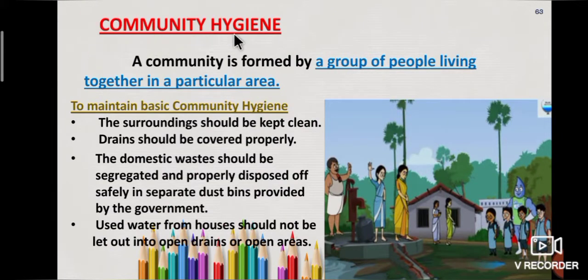Now we will see community hygiene. A community is formed by a group of people living together in a particular area. How to maintain basic community hygiene? To maintain basic community hygiene, the surroundings should be kept clean. Drains should be covered properly. The domestic waste should be segregated and disposed of safely in separate dustbins provided by the government. Used water from houses should not be let out into open drains or open areas.